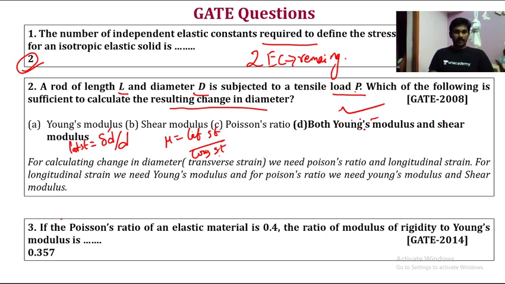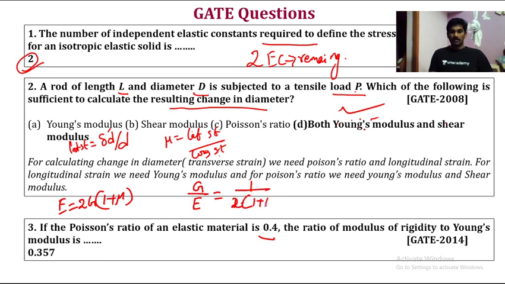Now, coming to the third question. If the Poisson's ratio of an elastic material is 0.4, what is the ratio of modulus of rigidity to Young's modulus? That means G by E. We know the equation E is equal to 2G(1 plus mu). So G by E is equal to 1 divided by 2(1 plus mu), which is 1 divided by 2 into (1 plus 0.4). That is 1 by 2.8, which is 0.357.